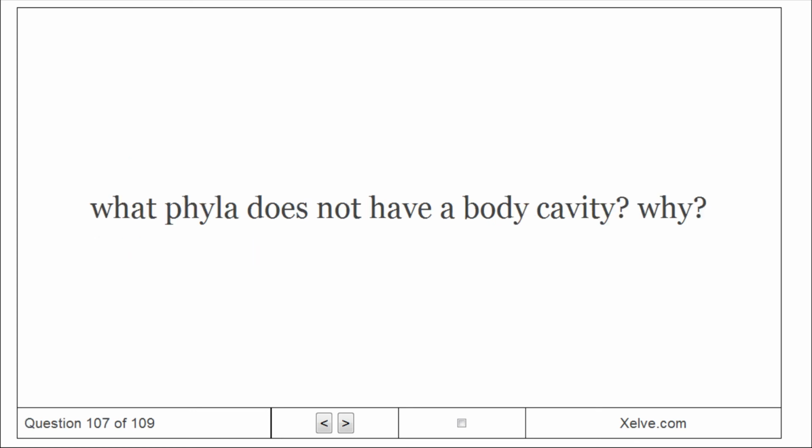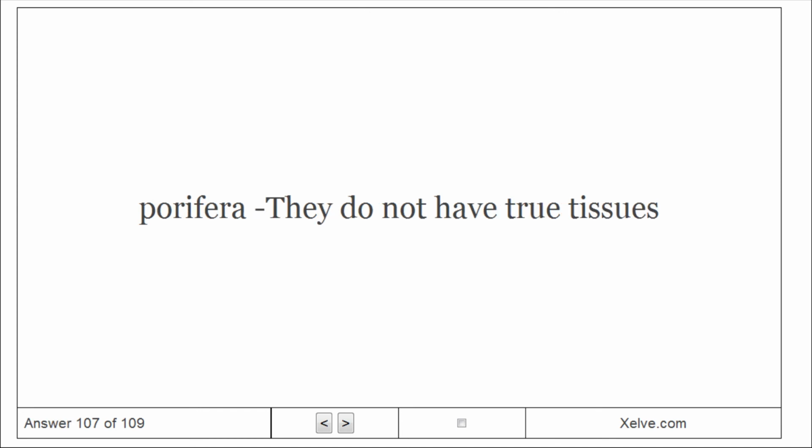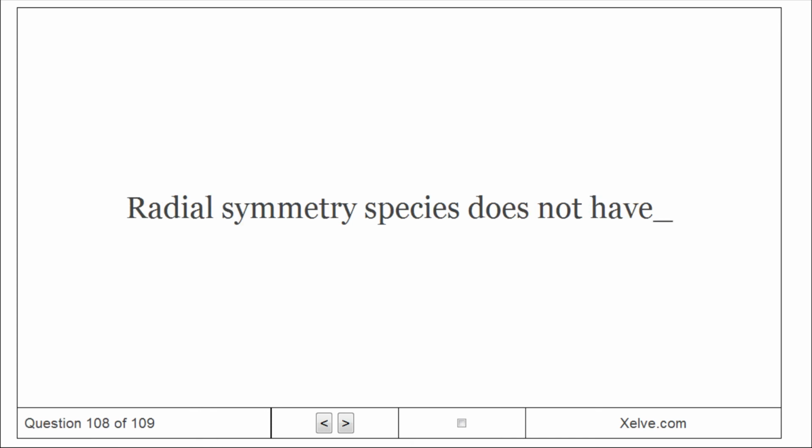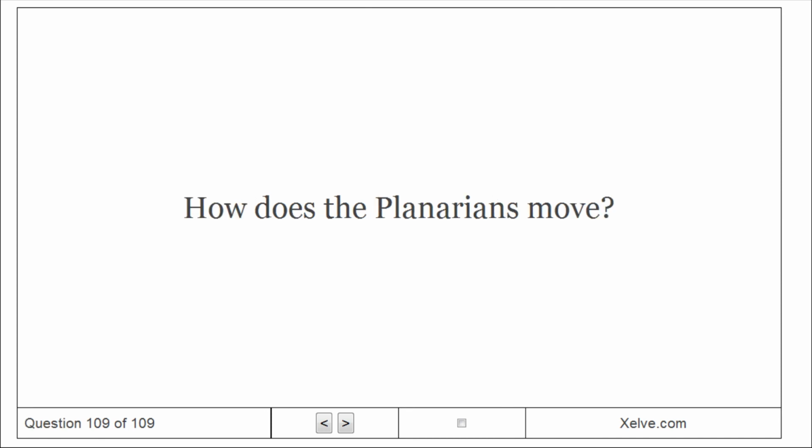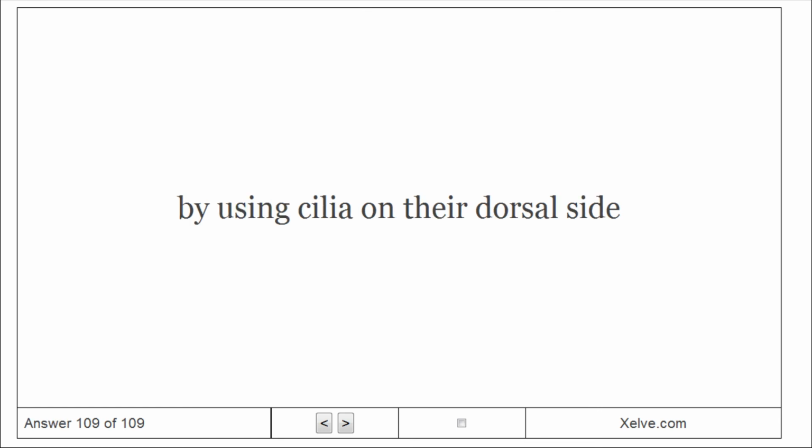What phylum does not have a body cavity? Why? Porifera, they do not have true tissues. Radial symmetry species do not have front, back, left, or right. How do planarians move? By using cilia on their ventral side.